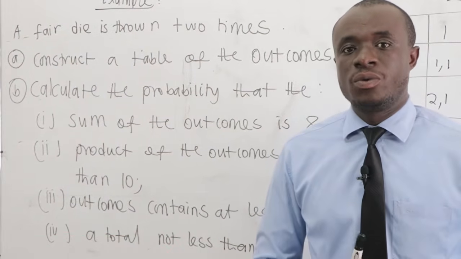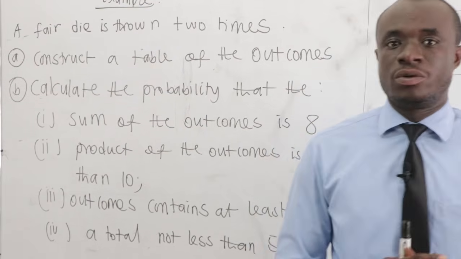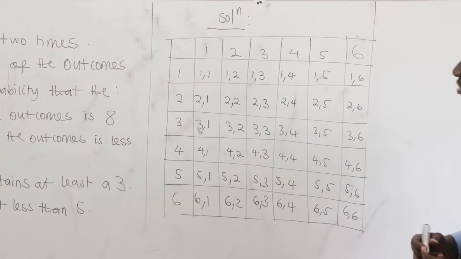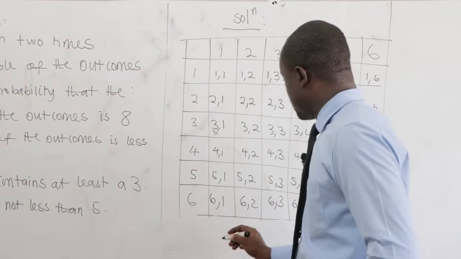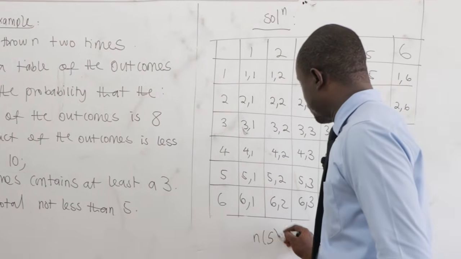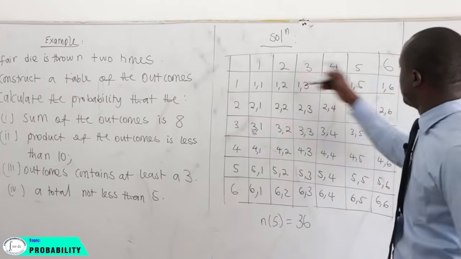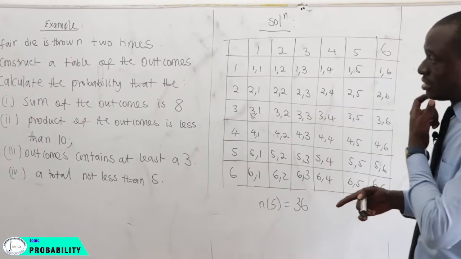So that is what we are going to do. So let's do it together. So this is my possible sample space. So clearly my number of sample space over here is 36: 1 to 6, 1 to 6, 6 times 6, that is 36.